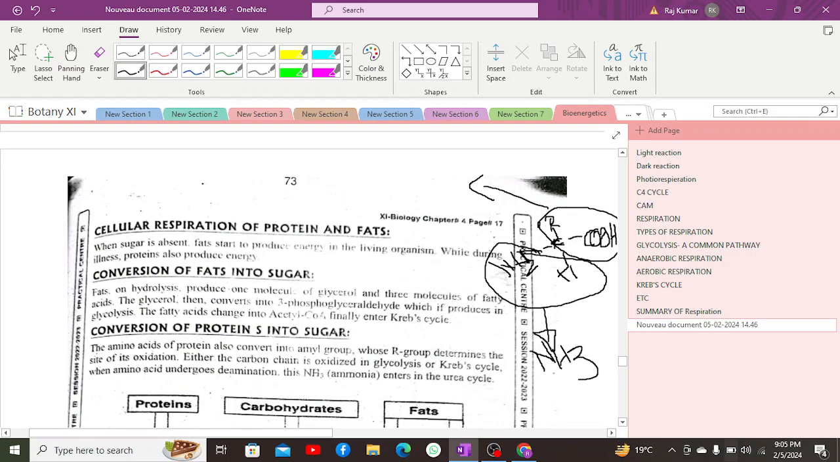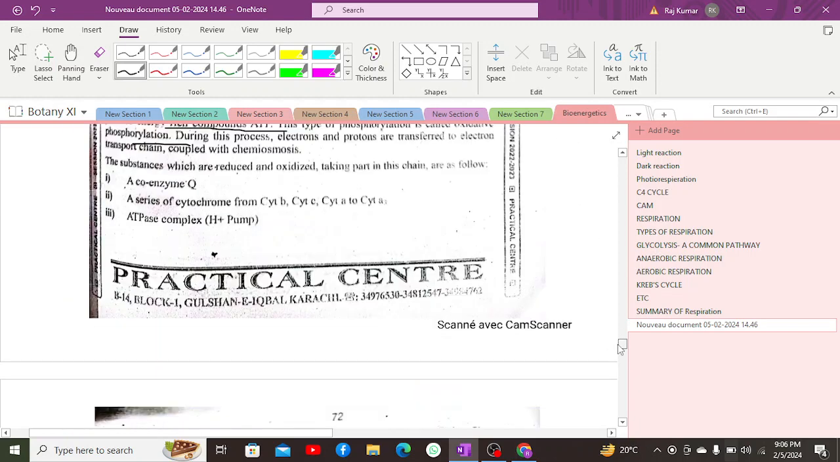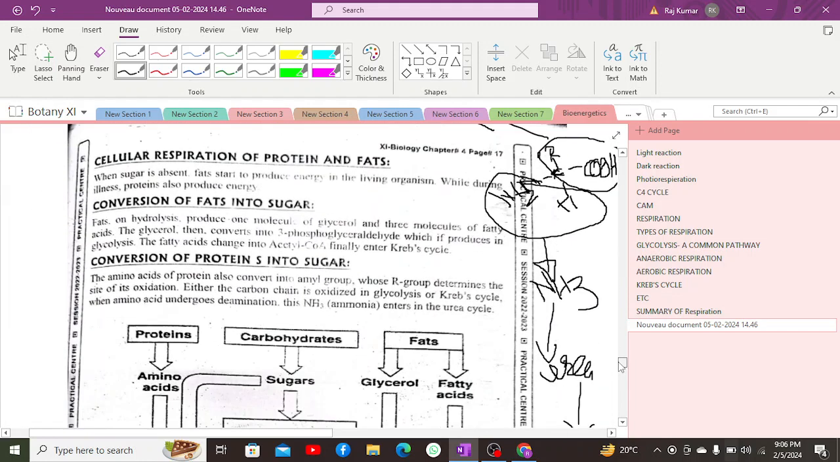Now the ammonia which is formed over here will further form urea through the urea cycle, or ornithine arginine cycle. Once urea is formed, that urea will be excreted in the form of urine through the body, right? So this is how the cellular respiration of proteins occurs.